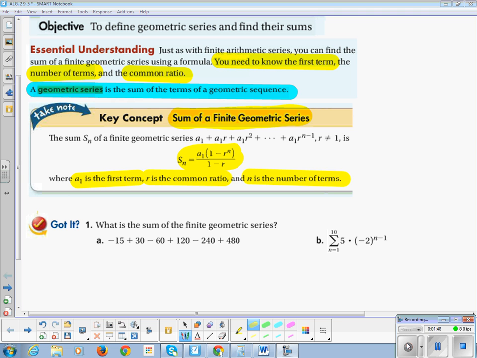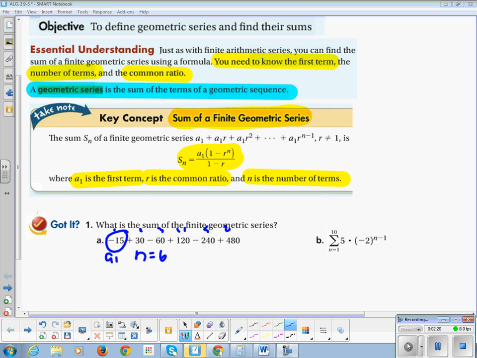Alright, so let's see how this formula works in practice. Question number 1A says, what is the sum of the finite geometric series? The first term is -15. The number of terms is 1, 2, 3, 4, 5, 6. So n is equal to 6.